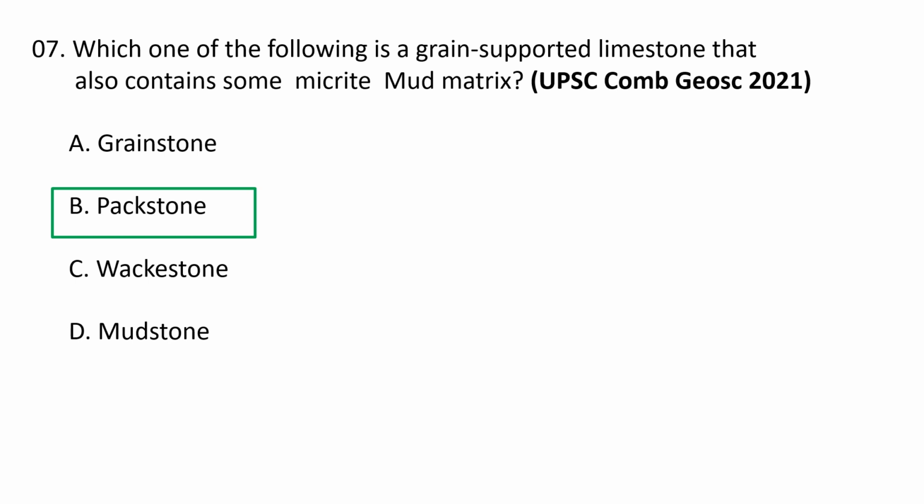So packstone is a grain supported limestone, contains some matrix, some micrite mud matrix. So B is the correct option.